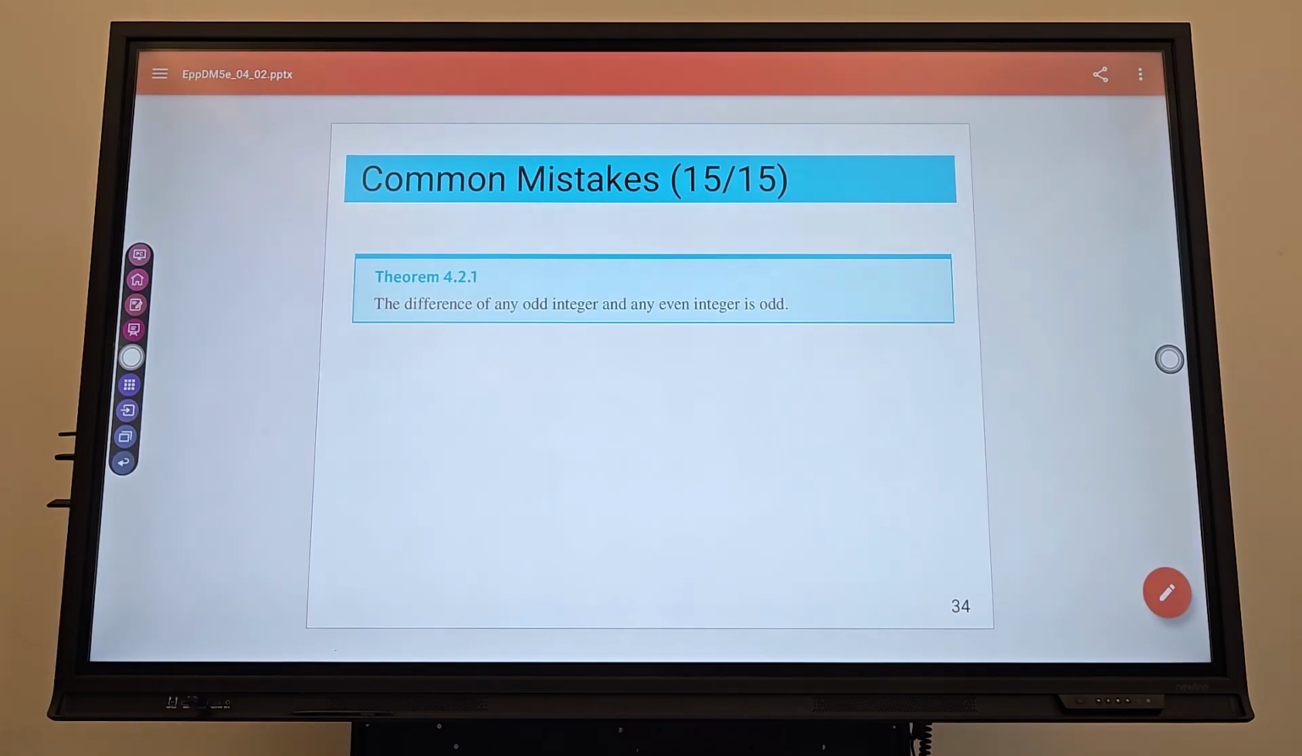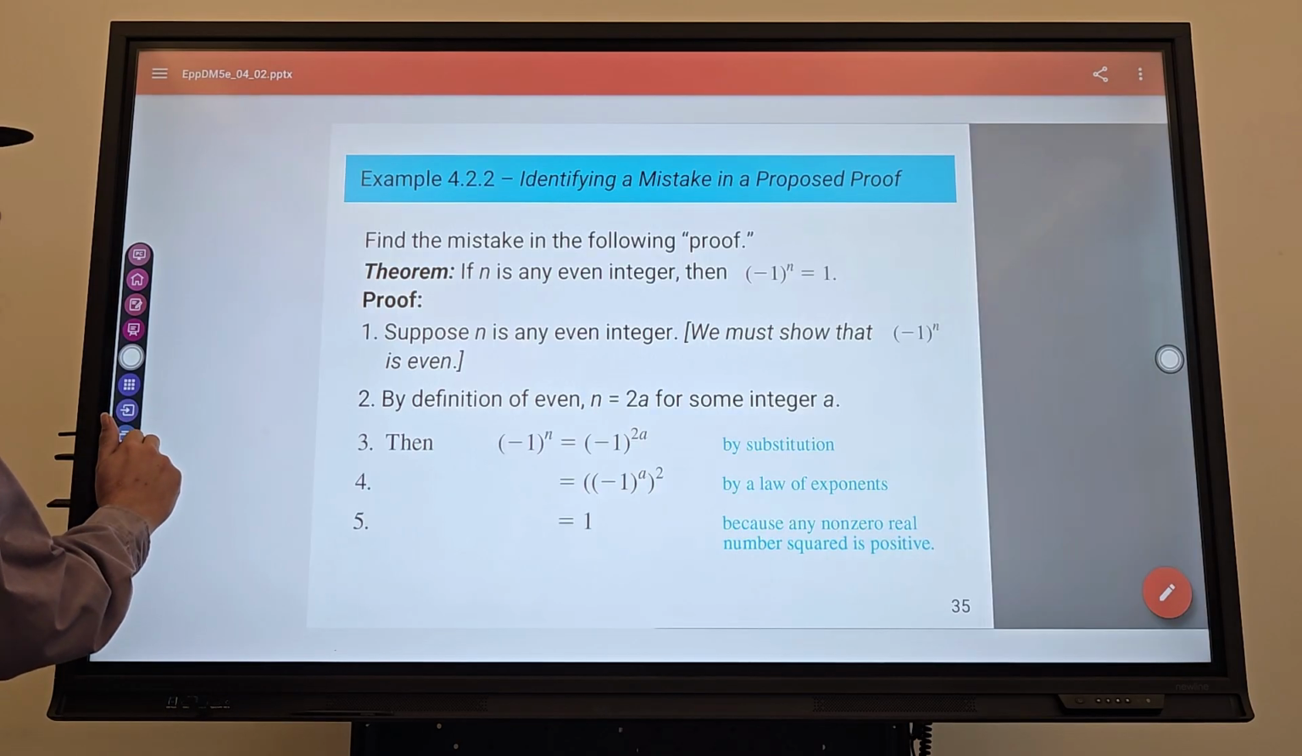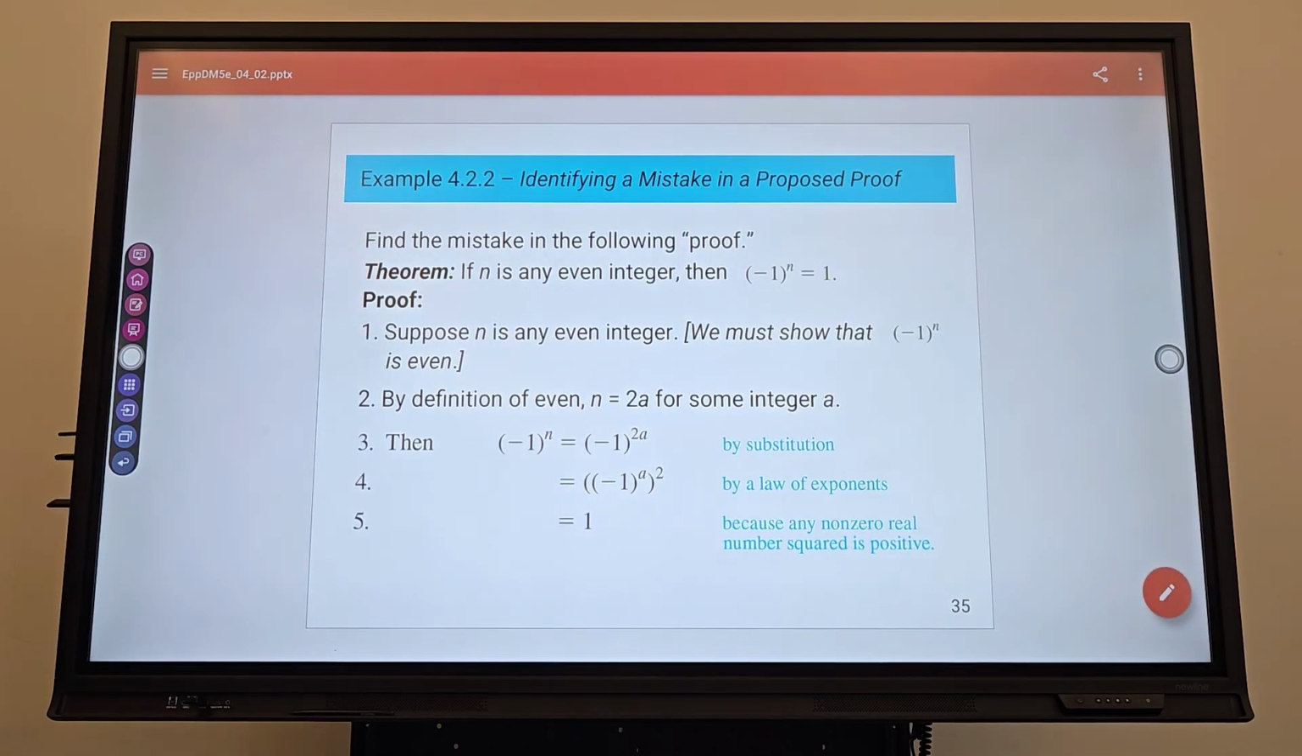Which leads to Theorem 421. The difference of any odd integer and any even integer is, in fact, odd. Identify a mistake. Well, if n is any even integer, then minus 1 to the n equals 1. And it gives a proof step by step.